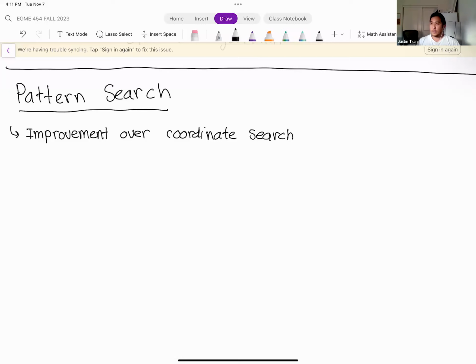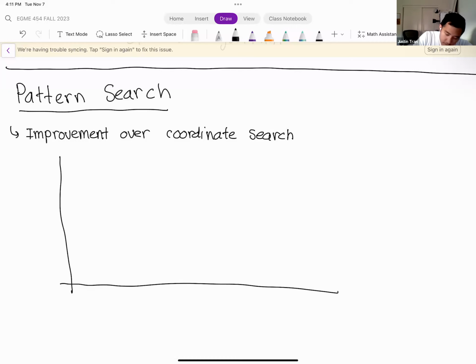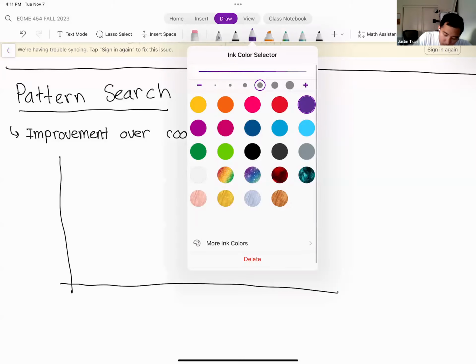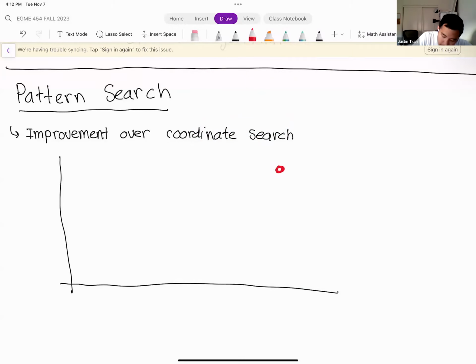And the whole idea with pattern search is to accelerate the process by moving in a direction that's going to point us more towards the optimum. Visually it looks like this. Let's say the optimal point in our design space is somewhere over here. We're going to assume we have a unimodal function with one optimum.